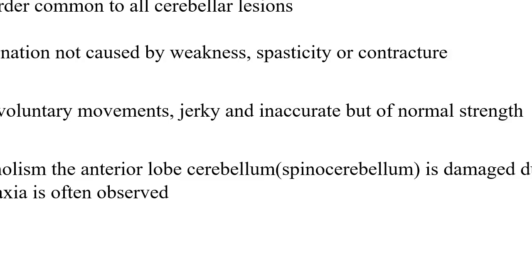So again, ataxia itself is a movement disorder that's common to all cerebellar lesions. It just comes out a little differently depending on specifically which section of the cerebellum is injured or damaged. So ataxia is described as impaired coordination. It's not caused by weakness or spasticity or contracture. So the patients that have ataxia have normal strength. They don't have spasticity or contractures. It's not related to those types of things.